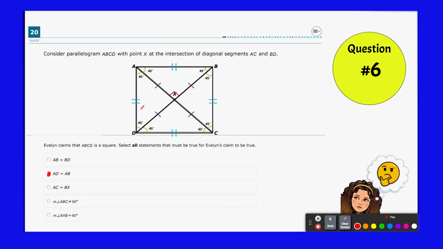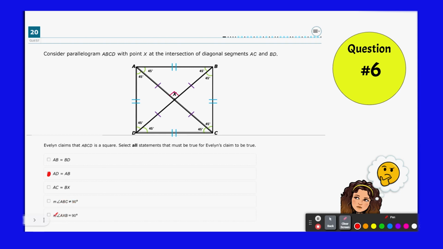Okay, the next one is the measure of angle ABC does not equal 90 degrees. Okay, so in order for this to be a square, this one is saying that the measure of angle ABC should not equal 90 degrees. So let me find ABC. So here's angle ABC. They're saying that this angle right here does not need to be 90 degrees. That's not true, because one of the properties is that all the vertices are 90-degree angles. So that can't be true.